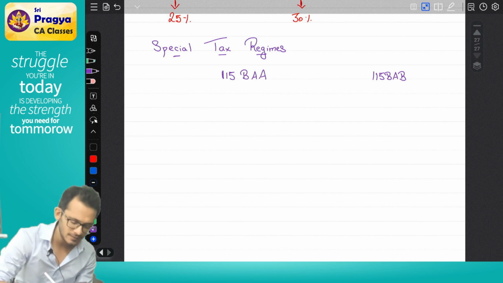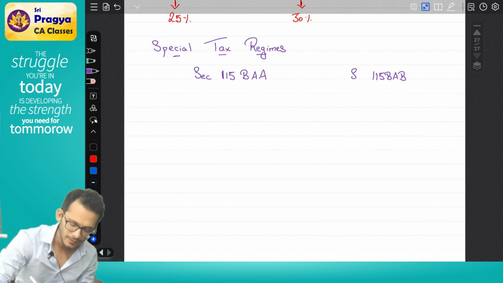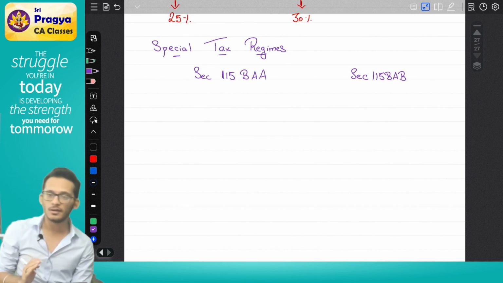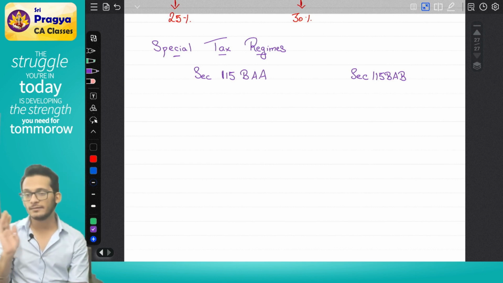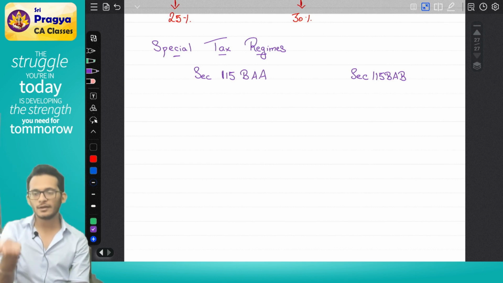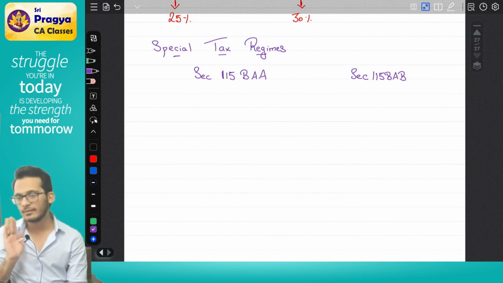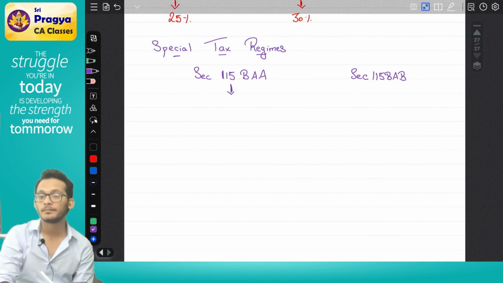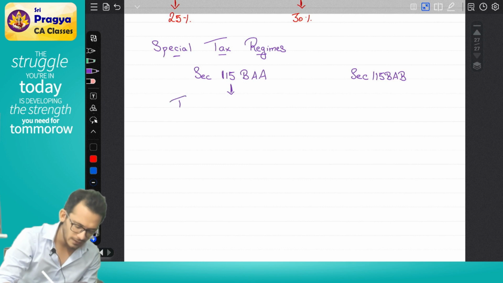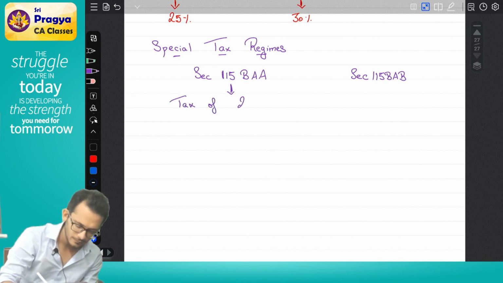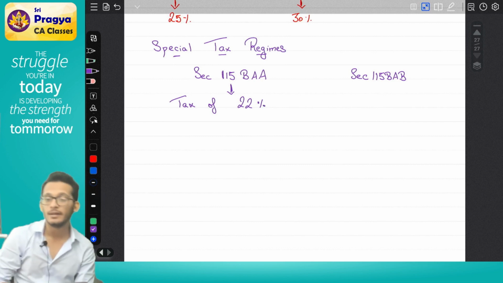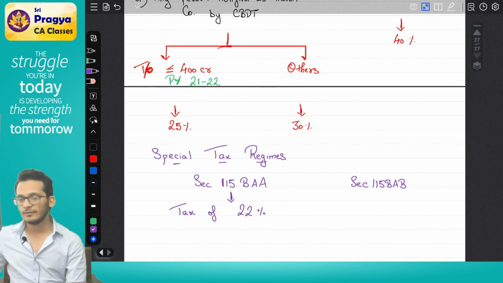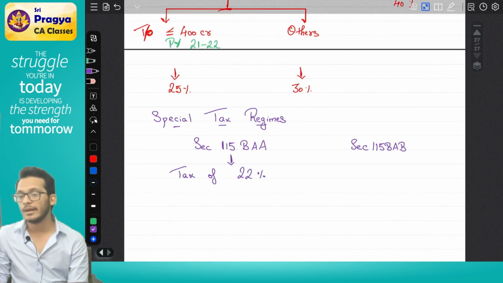What does this regime come and say? Dear companies, you can choose to opt for the old rates. But if you are ready to forego some items, you increase your income, I am ready to give you a special rate. 115 BAA comes and says, if you choose to come to me, you can avail a tax rate of 22%. Notice, domestic company it is 25 or 30. I am ready to give you 22.